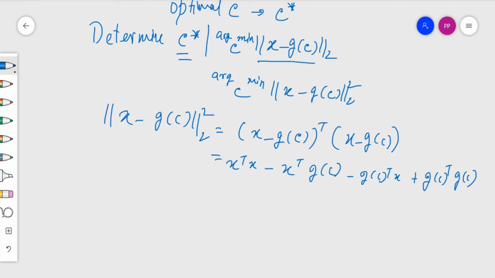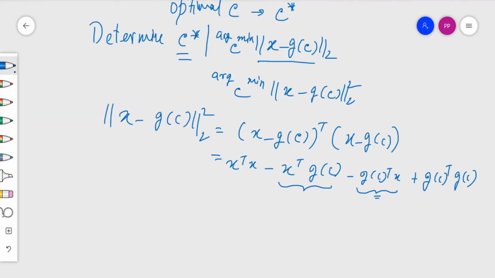So if you are careful enough, you will see that these two representations are actually scalars, because x transpose is 1 by n and GC is n by 1, so it becomes of order 1 by 1. Similar is the case of the second one.